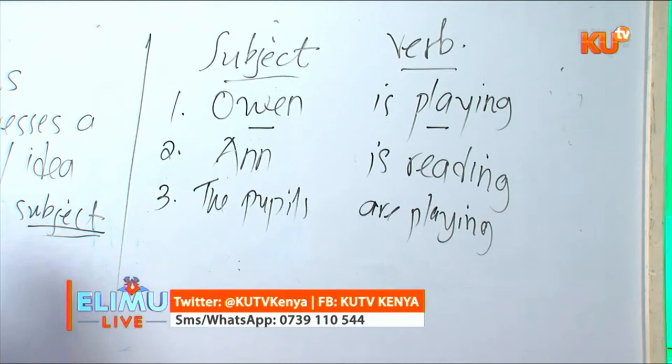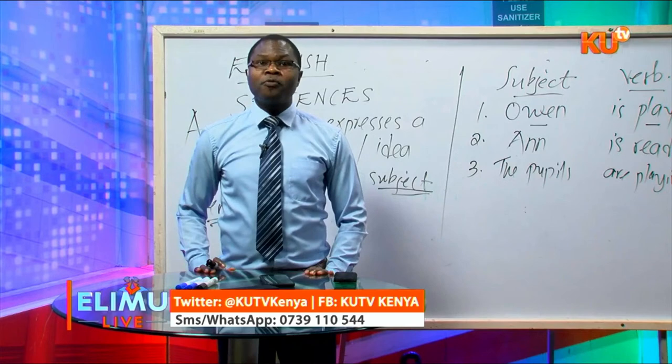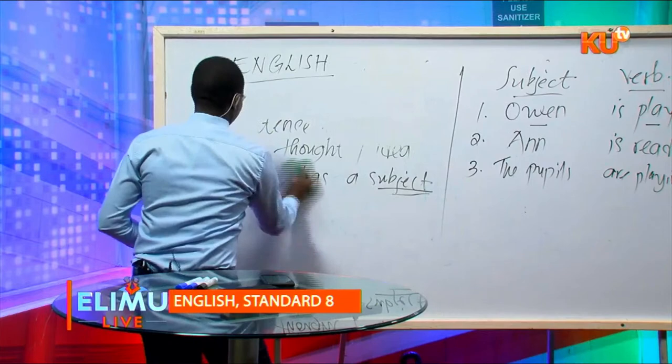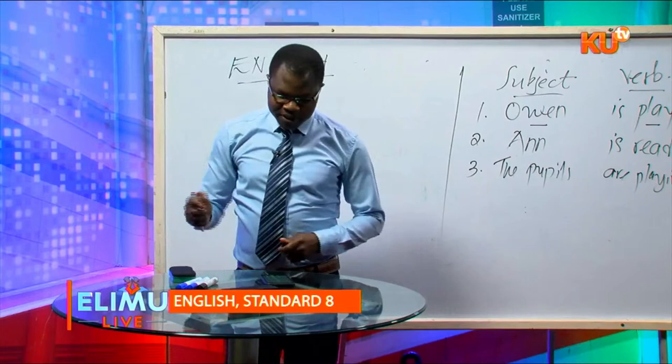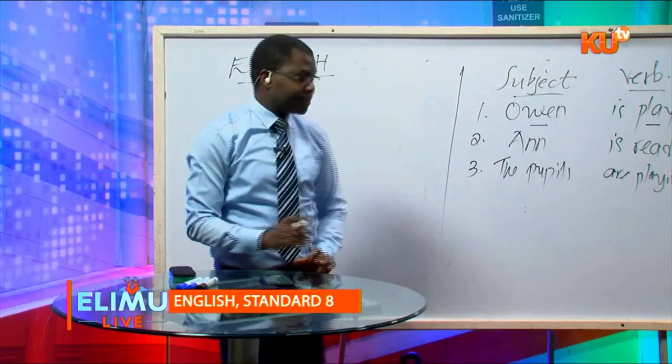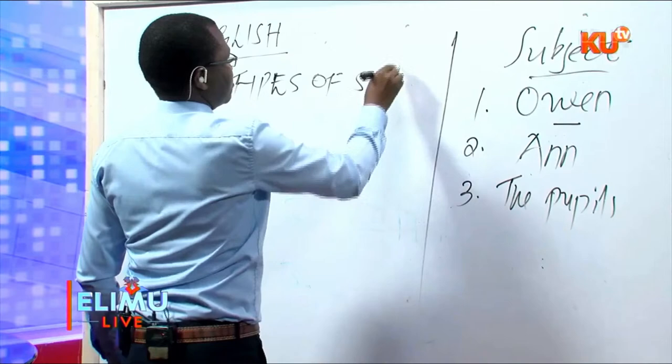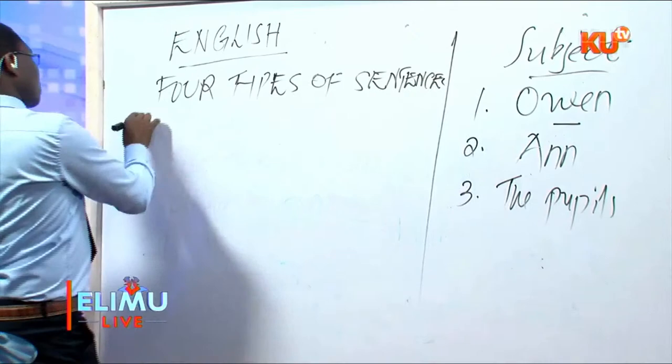I want us now to look at four types of sentences. So the first type of sentence I want us to look at is what we call a declarative sentence. Four types of sentences. The first one is called a declarative sentence.